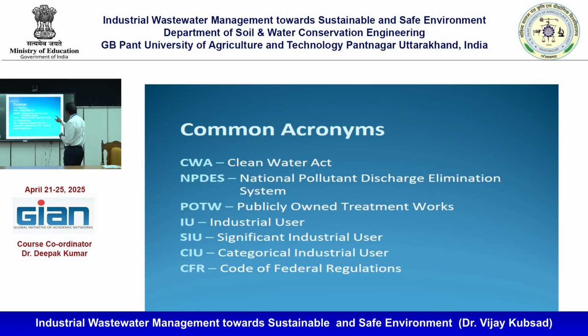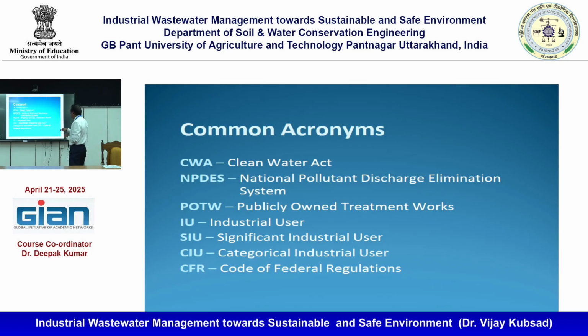So significant industrial user means 25,000 gallons per day. If they are discharging more than that, they are called significant industrial users. Significant industrial users, in the sense we keep a little more focus on them. Nothing is hidden, everything is open. They must put all the data, whatever they monitor, on the system. Anybody can see, nothing hidden, right?